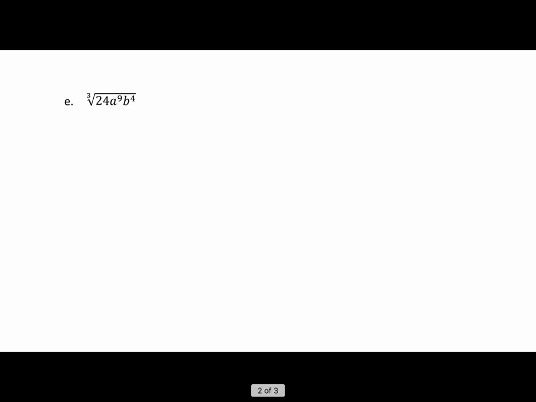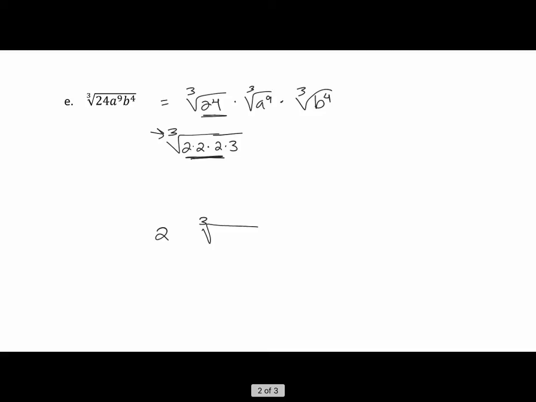In E, we have the cubed root. So I'm going to break this up into cubed root of 24 times the cubed root of a to the 9th times the cubed root of b to the 4th. I'm going to use the product rule to break that up into pieces. And first I'm going to look at the cubed root of 24. So 24 is 4 times 6. So if I'm looking for 3 of the same factor, I do have 3 of the same factor with 2. And what's left? A 3 inside the radical. Okay, so that's just the number part.